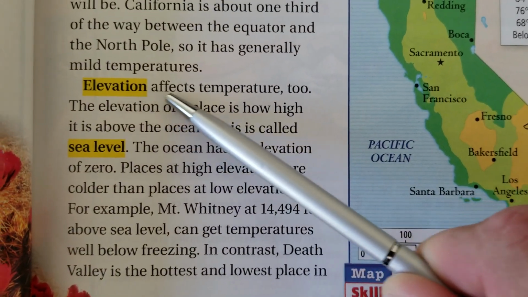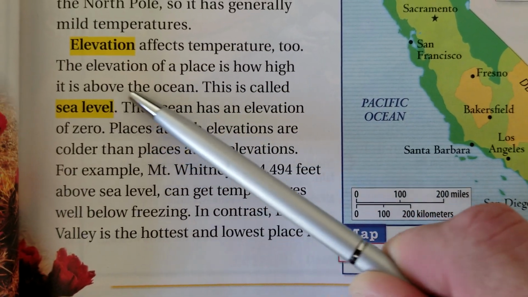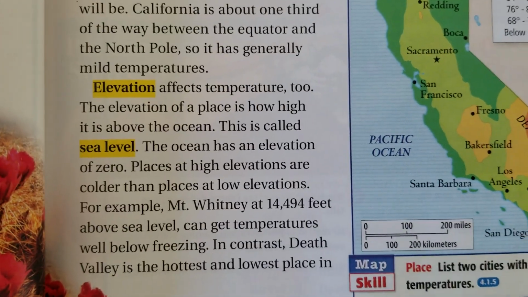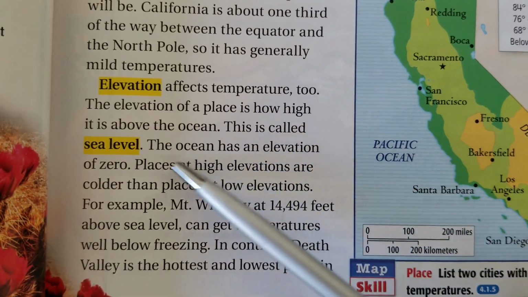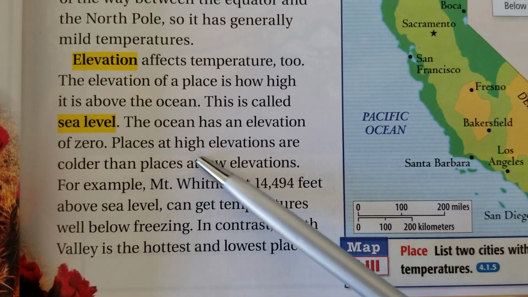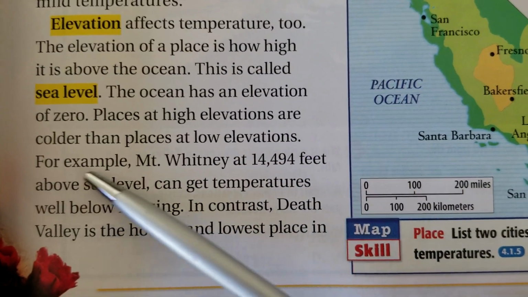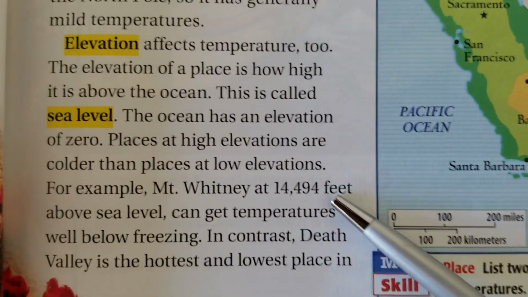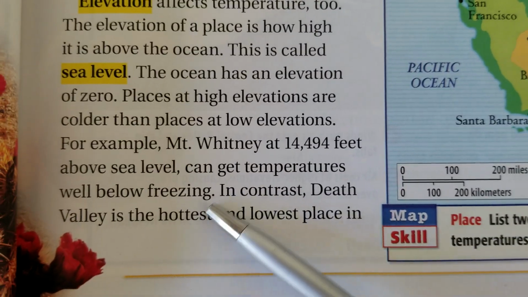Elevation. Elevation affects temperature too. The elevation of a place is how high it is above the ocean. This is called sea level. The ocean has an elevation of 0. Places at high elevations are colder than places at low elevations. For example, Mount Whitney at 14,494 feet, it's pretty high, above sea level, can get temperatures well below freezing.